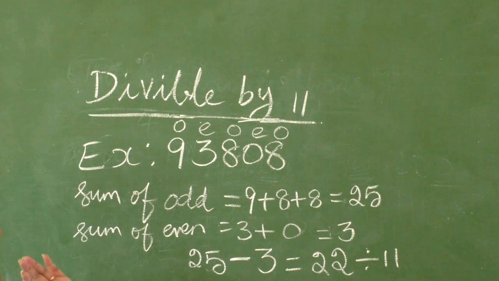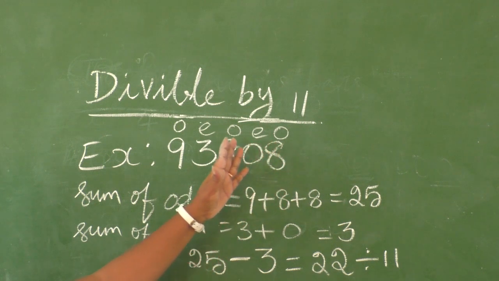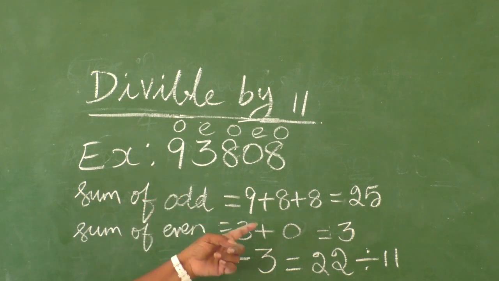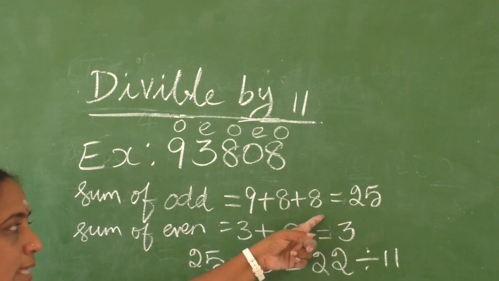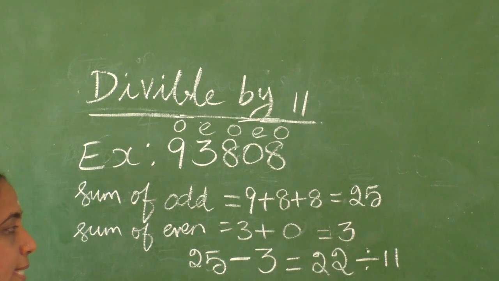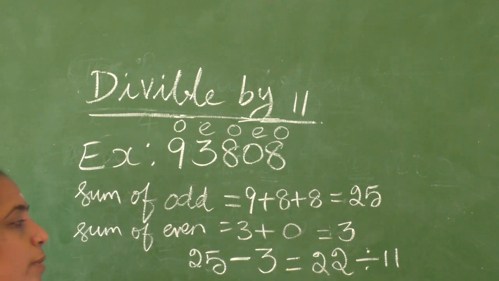See, very simple. First we have to write the odd places and even places. After that, sum of the odd places, sum means you have to add. First add the odd places, then the sum of even places. Then we find the difference between the odd place sum and even place sum. So the difference is 22. This 22 is divisible by 11. So this whole number will be divisible by 11. Okay, right. Next.